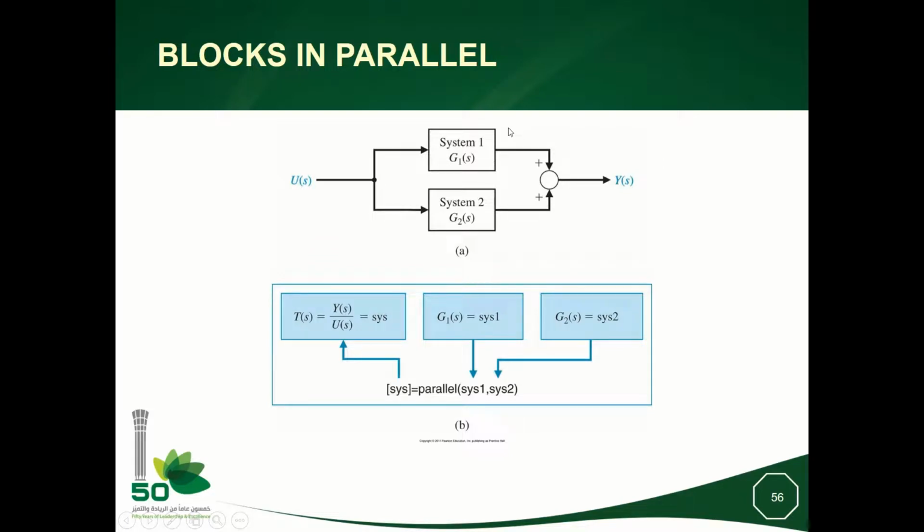Now, the output of a system which is written in blocks like this, blocks that are in parallel. So the output here is U times G1. And here the output is G2 times U. So the Y will be G1 plus G2 times U. So this system is seen as a set of blocks that are composed in parallel. So if we apply parallel sys1 sys2, it's like we are adding G1 plus G2. Okay, so we have here an option to put sys1 plus sys2 or parallel sys1 sys2.